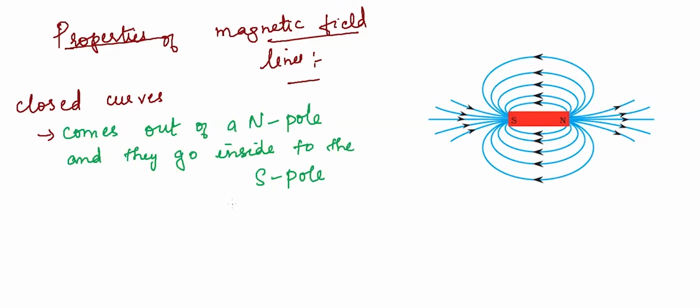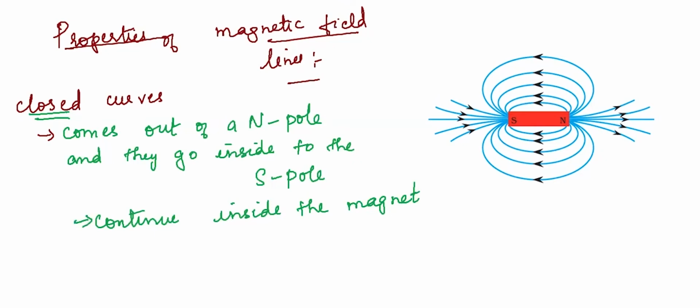Another important thing is that it is a closed curve, so they continue inside the magnet also. These lines go into the South Pole and they continue inside the magnet as well. So this is the first important property: they are imaginary lines and they are closed curves. Let us see the second property.